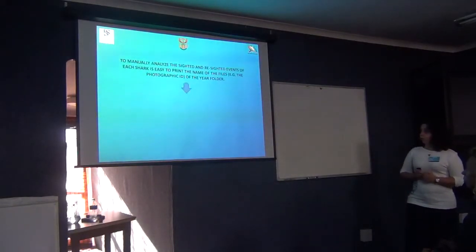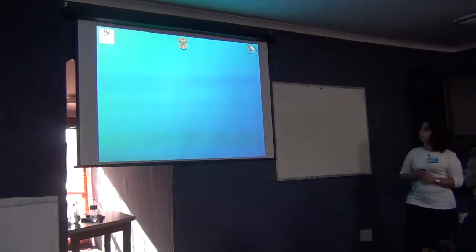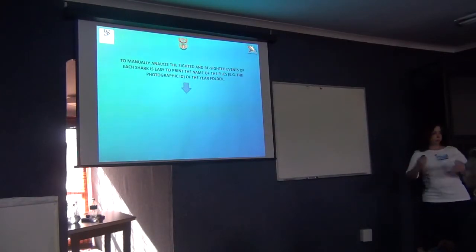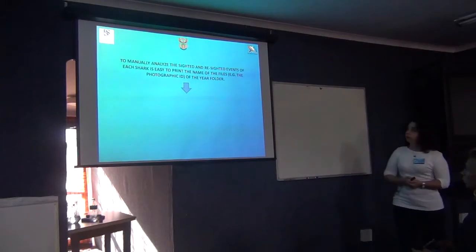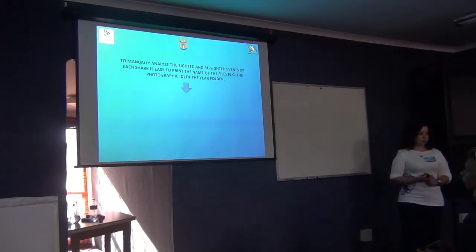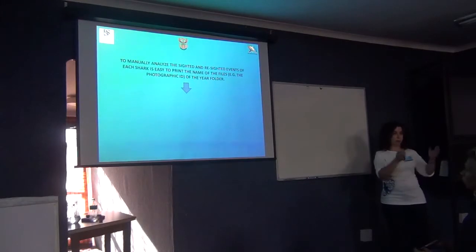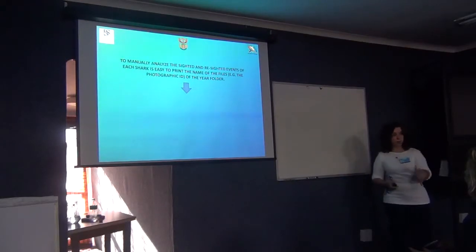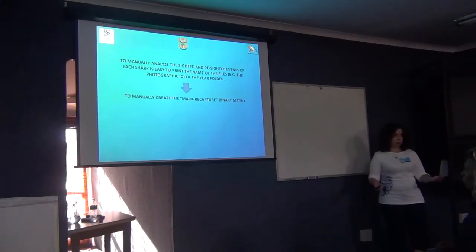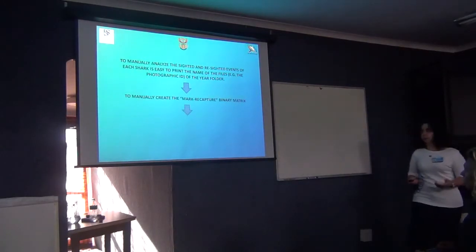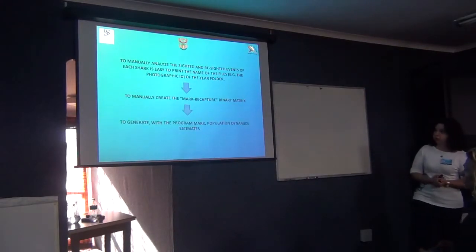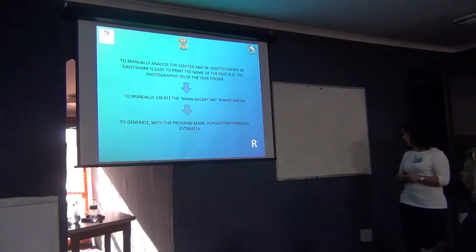To manually analyze all these sighted and resighted events over time, what I basically did, I printed out the names of my files. The names of my files are my photos. The name of the file is telling me when I saw the shark the first time and when I resighted it over time. So I print out the names of the photos, and I can create my matrix just reading when I see them every time. So we have to create the mark-recapture binary matrix and generate with the program MARK a population dynamic estimate.